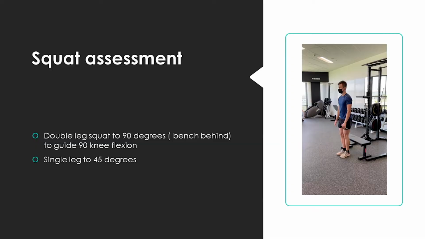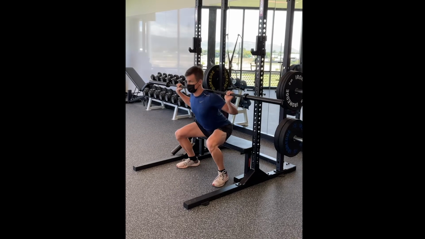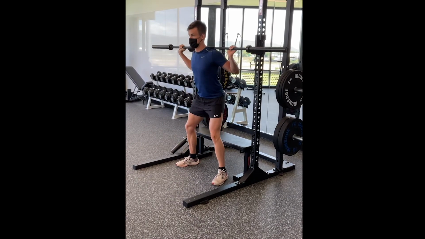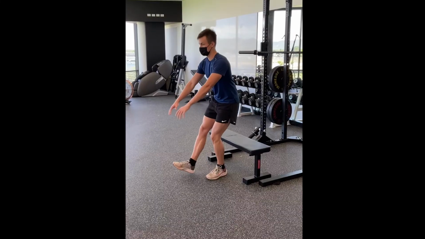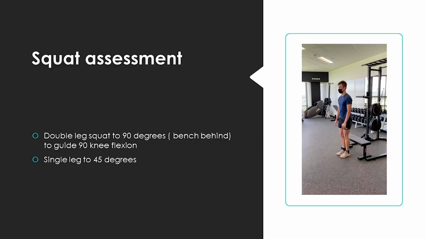And as I mentioned, I like to also look at squat assessment. Squat is a really good assessment of just general lower limb function, what's happening at the hip and the knee. I look in terms of both legs, so can they do double leg squat to 90 degrees with the bench behind to guide the knee flexion? Are they moving away from the bench? Are they hitching to one side? Are they protective? And then if they're doing that fine and you're quite comfortable, you can look to progress that to a single leg to 45 degrees.